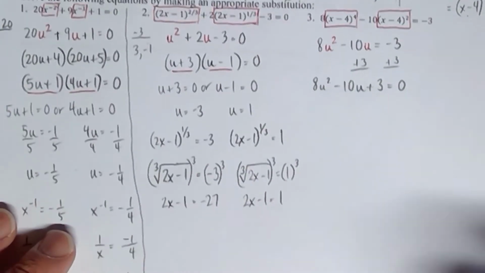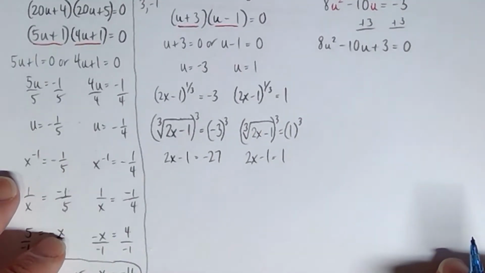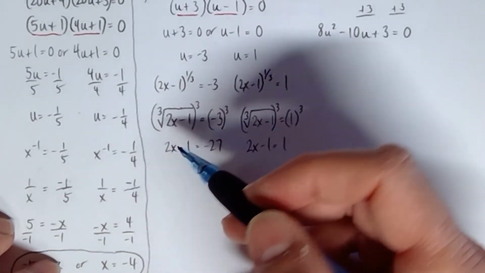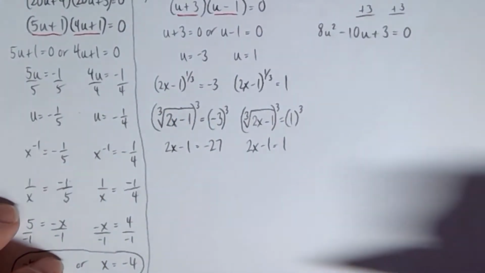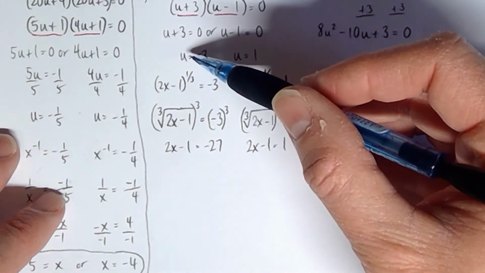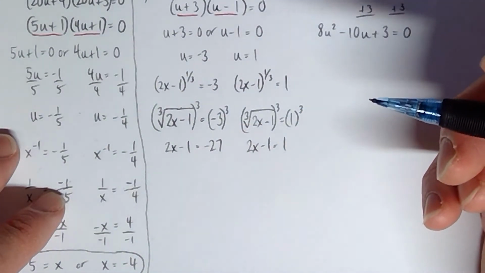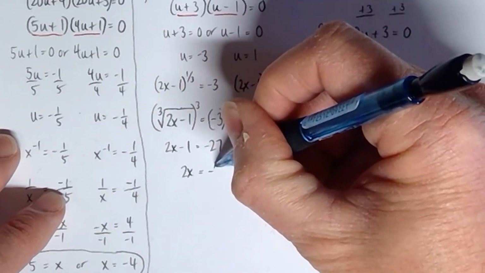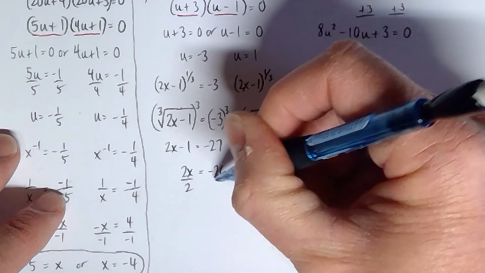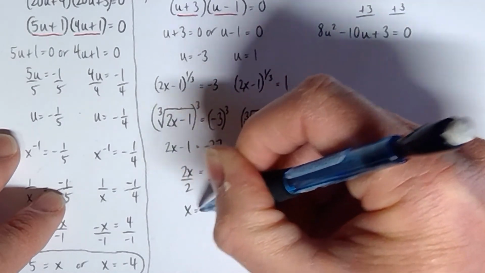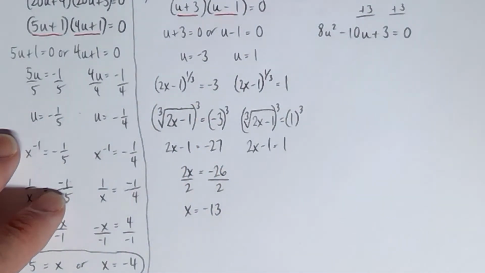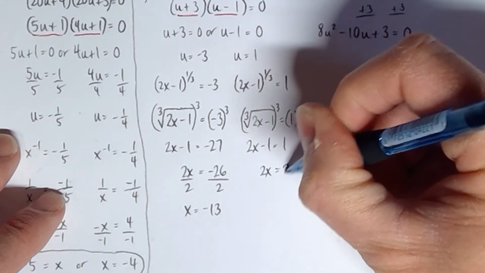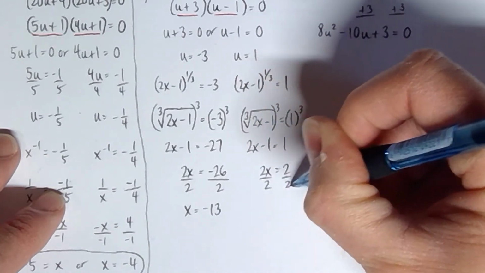So once again, we've now created a couple of linear equations here. We just had to do it a different way than we did this one over here. But that's what you do when you have something to the 1/3 power as equal to your u there. So now I move over the 1, since this is linear. Move over the 1 with the negative 27. Divide out the 2. And I get x equal to negative 13. Same idea here. You move over the 1, divide out, and you get x equal to 1.